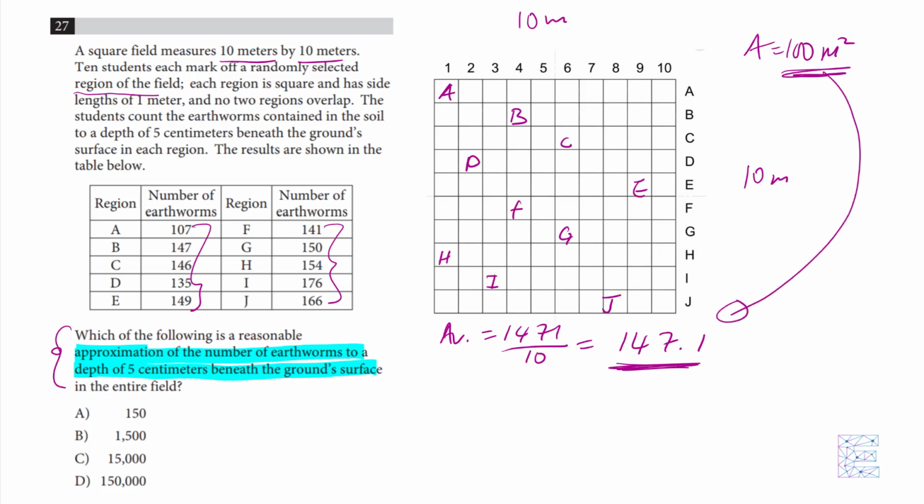It'll be 147.1 times 100. When you multiply something by 100, you move the decimal to the right 2 places. So that's 14,710. And when you look at the answers, we don't have 14,710, but the question did say approximate. So the closest we can get to this is about 15,000, which makes C the answer to this question.